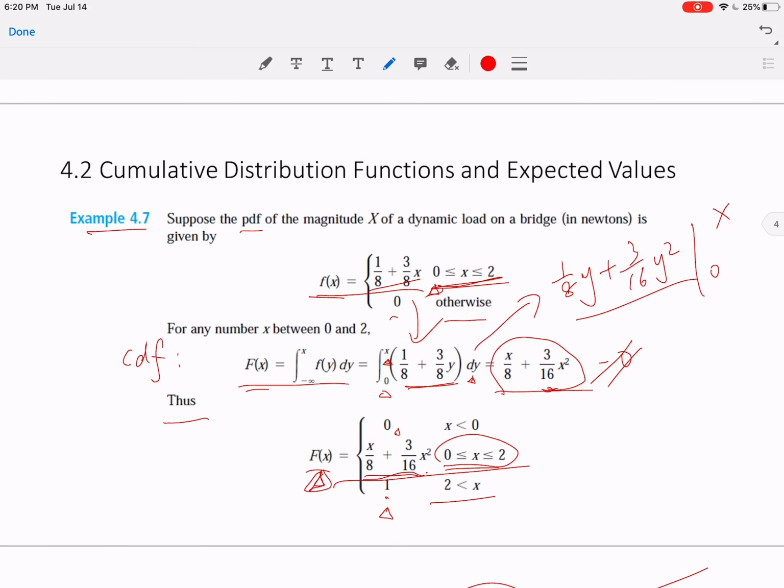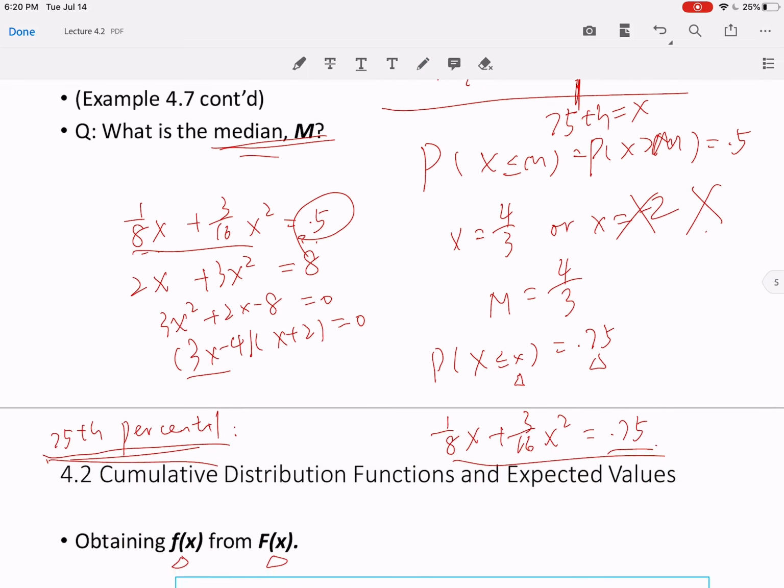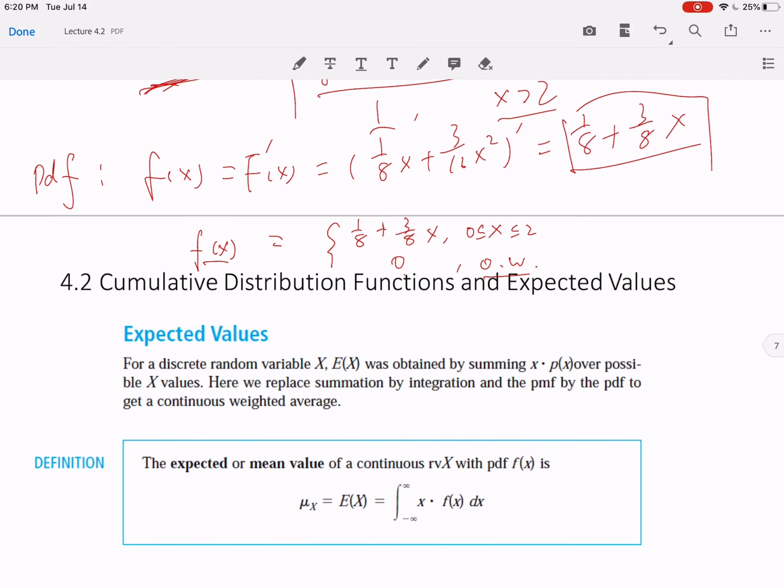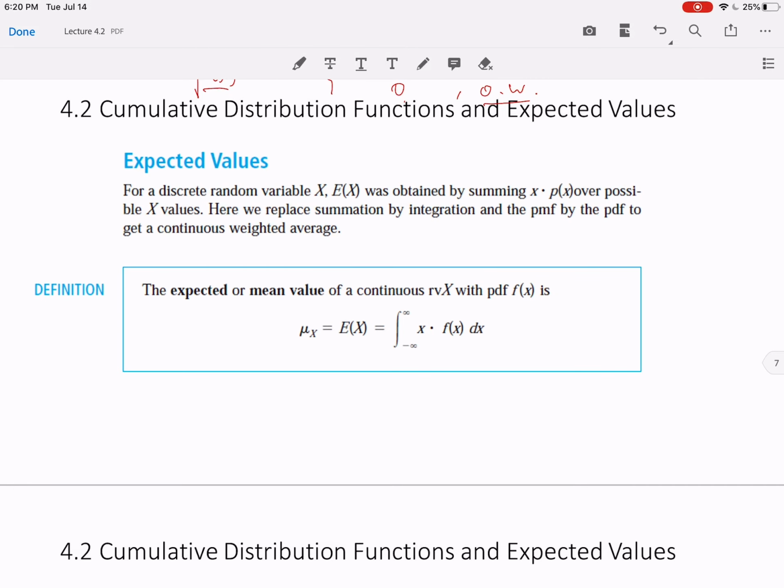Okay? Exact same thing. So basically, if the problem gives you a PDF, you do the integration to find the CDF. And if the problem gives you the CDF, you do the derivative to find the PDF. Okay, that's the idea here. I wish that makes sense to you. And once this makes sense to you, let's take a look at the expected values.